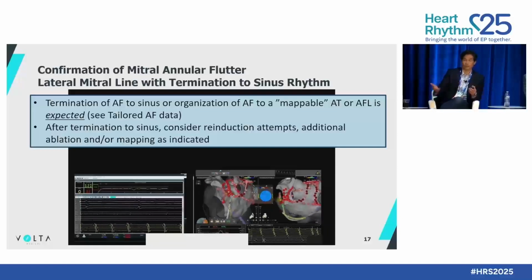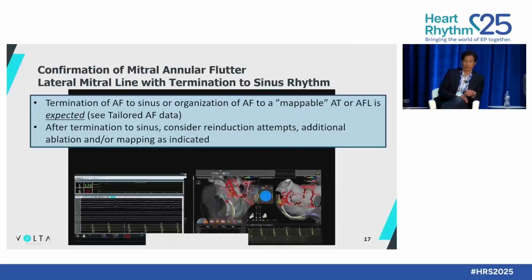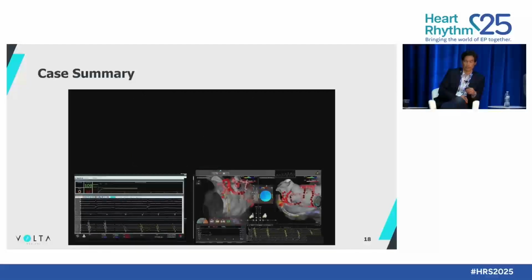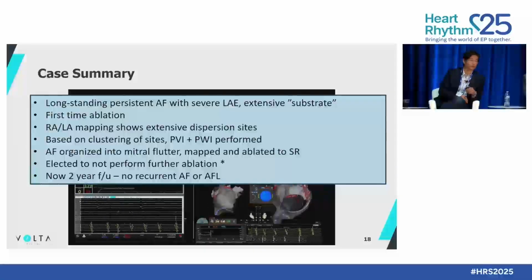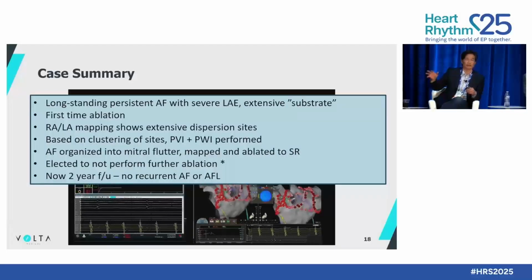In this case, we tried to reinduce. If we reinduce, we'll remap with Volta, but if not, then we'll stop there. And in this case, we stopped there. And just for clinical follow-up with this particular patient, he has remained in sinus rhythm for 2 years now. So not, I think, a cherry-picked best case example. Honestly, a typical example of what we do these days.